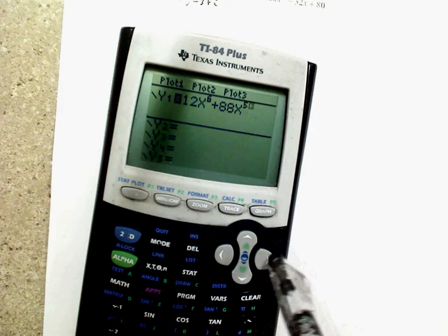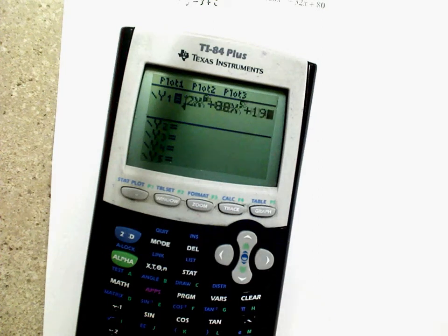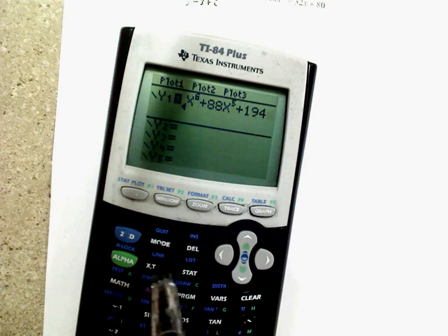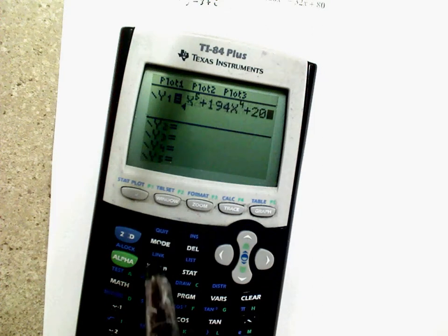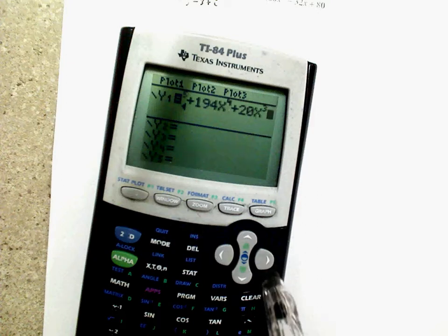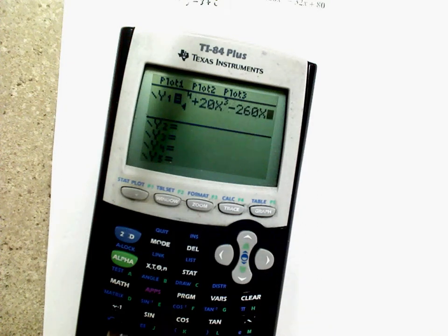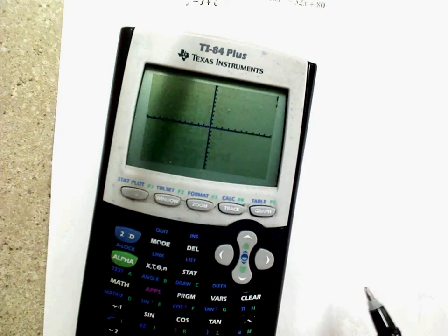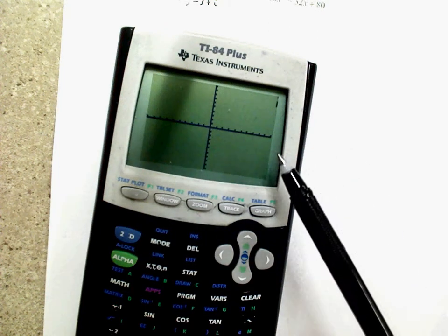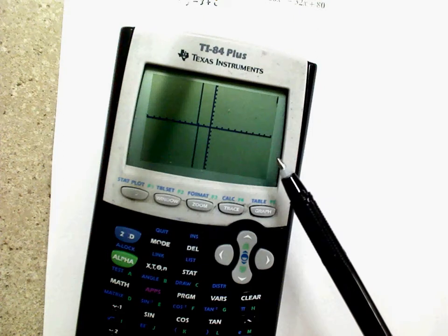Please make sure that when you're working these problems, you double check what you're typing in. 194x to the 4th plus 20x raised to the 3rd minus 260x squared minus 32x and plus 80. So I'm going to look at the graph, zoom 6, and I'm going to hope for nice things. Okay.